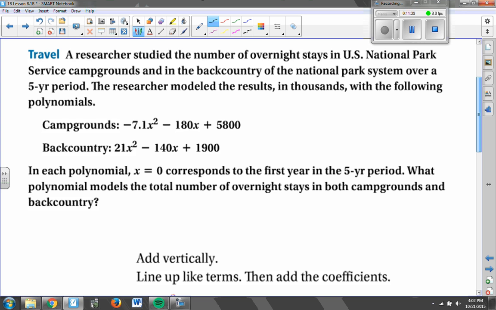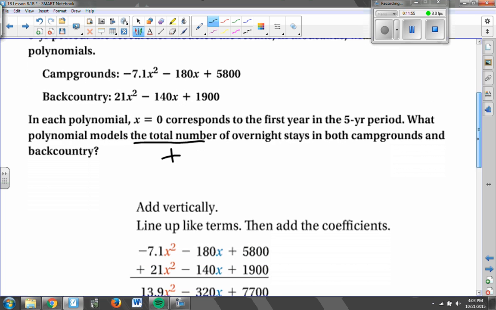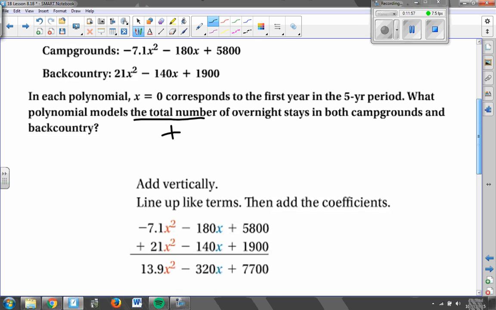Now what they want us to do is total up the numbers for campgrounds and the backcountry. All they want us to do here when it says total number is just add them, plus them together. Okay? And that's what we're going to do. The way that we add polynomials is pretty simple.